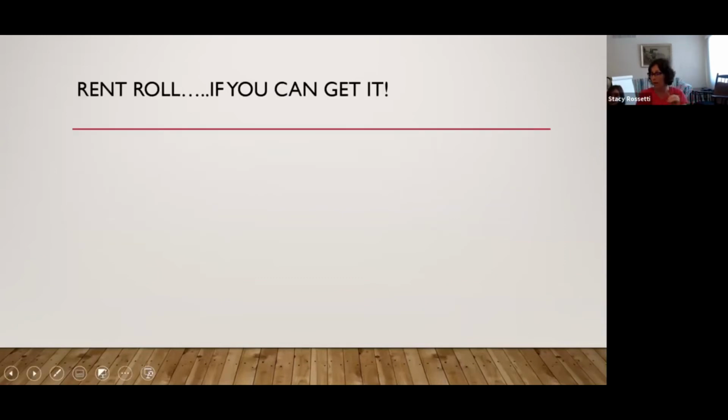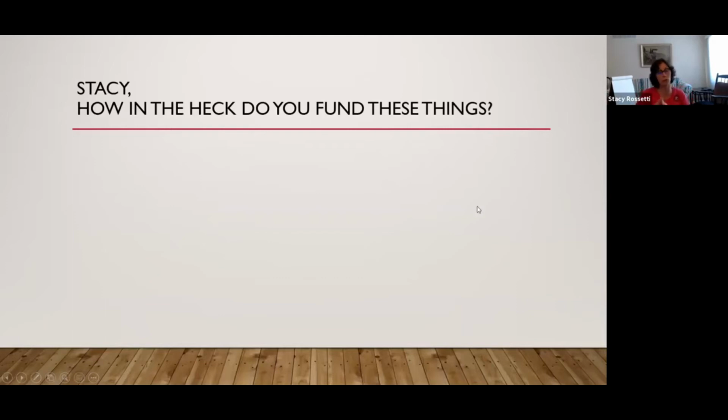Rent roll, right? Some of you put that in there. What that means is, if you can get it, ask them, do you have a rent roll? How many people are paying rent? How many people are not paying rent? If you can get that, ask for it. Okay, next slide. Okay, all right, good. So the rent roll, everybody asked for the rent roll.